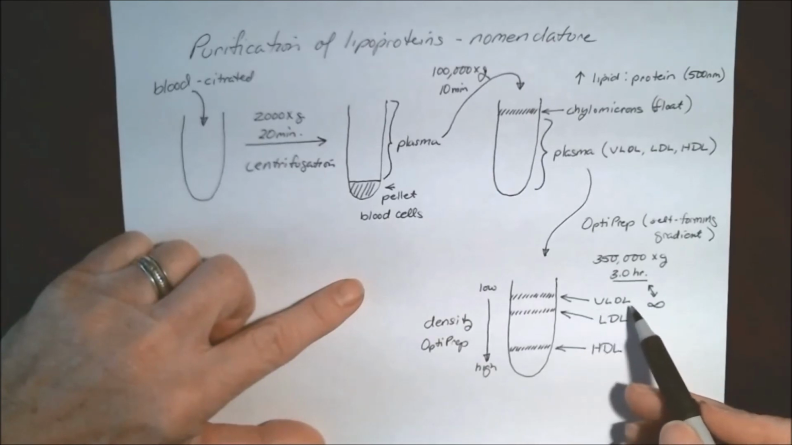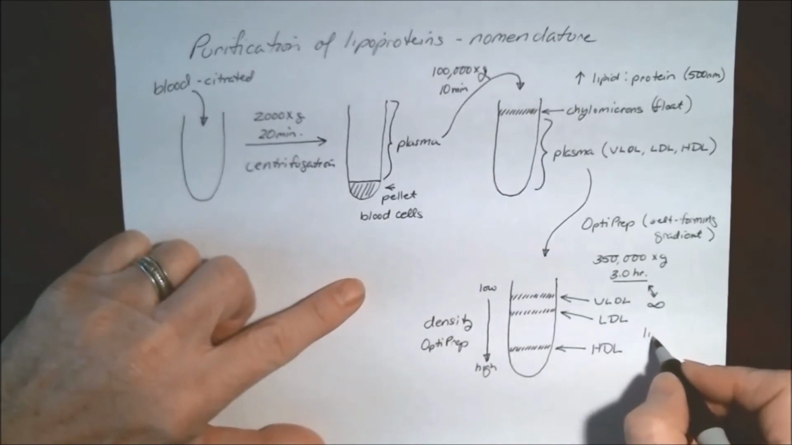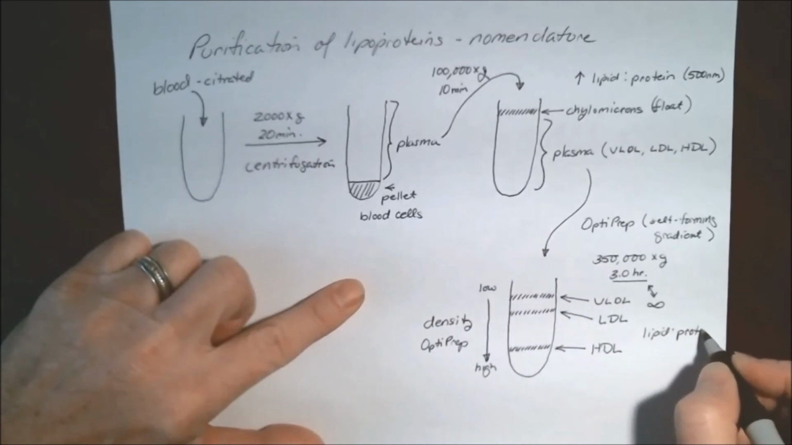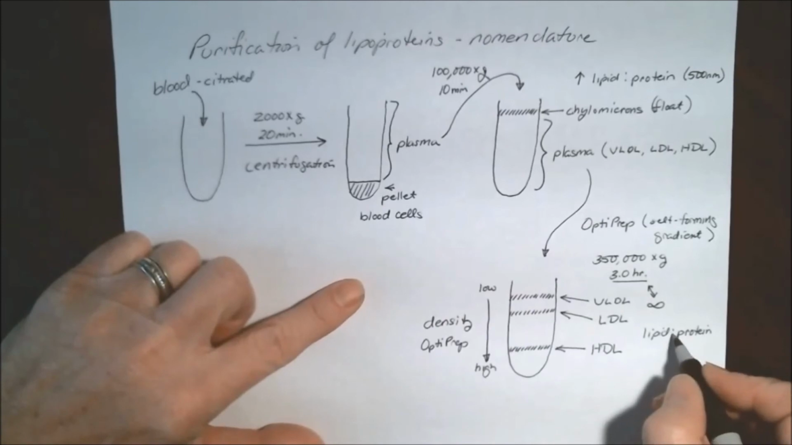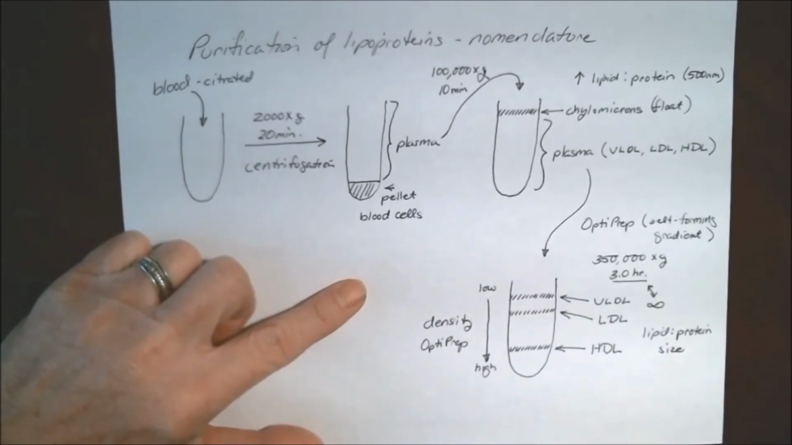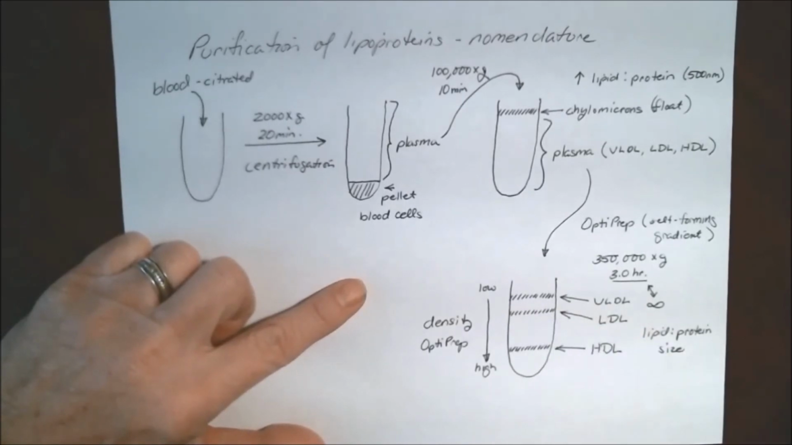So this is how our densities are determined, and this is how the names of these lipoproteins were assigned based on the densities. And the densities are primarily determined by the lipid to protein ratio and also the size of the particle. Between these two will determine the migration position of each one of these particles.